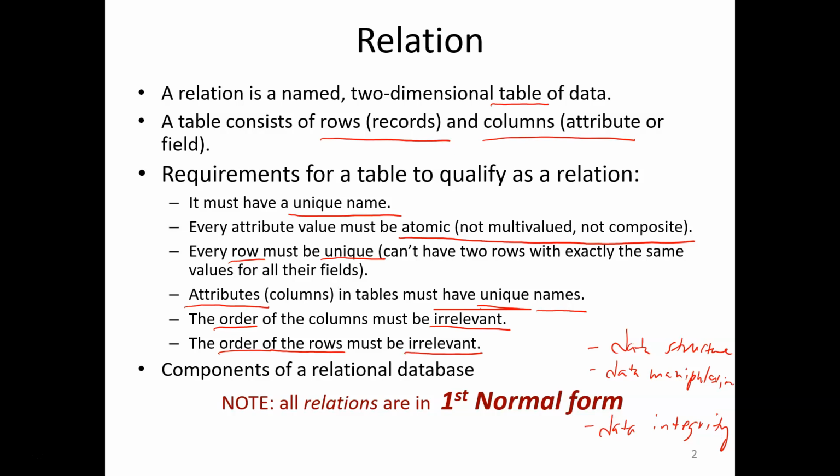Here in red letters, it says all relations are in first normal form. This has to do with the other activity that's involved in the logical database design, which is normalization. All tables that qualify as a relation are already in the first normal form. And we will talk about what the normal form is in another slide, so don't worry about this for now.